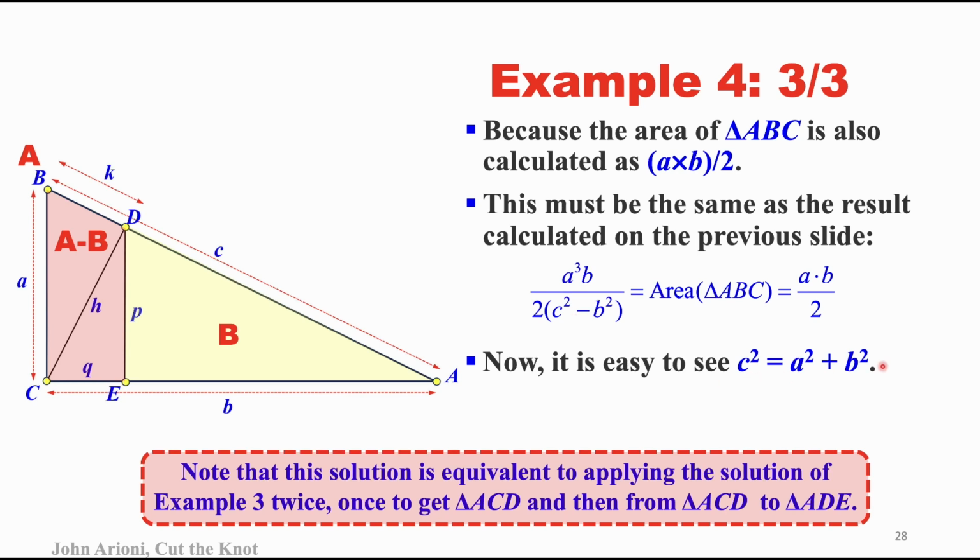Simplification yields this. I found this configuration from a website called Cut the Knot. But why did I put it in as example 4? Because it is the same as applying example 3 twice. The first one, A is here, B is here. And then we use this one as B and this one as A minus B. So example 4 is an integration of two applications of example 3.